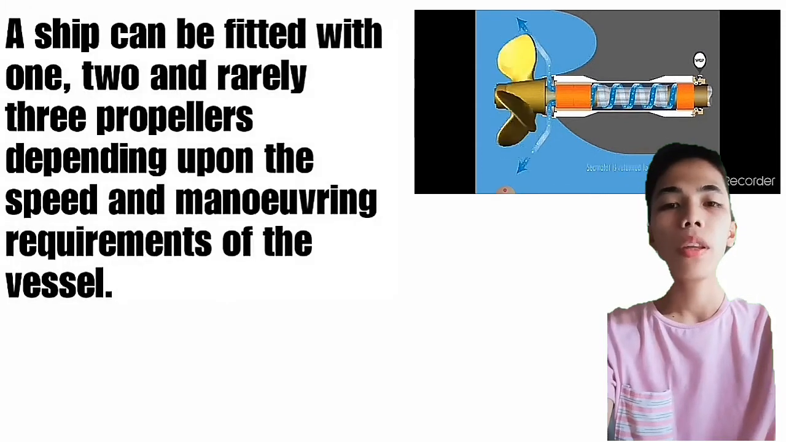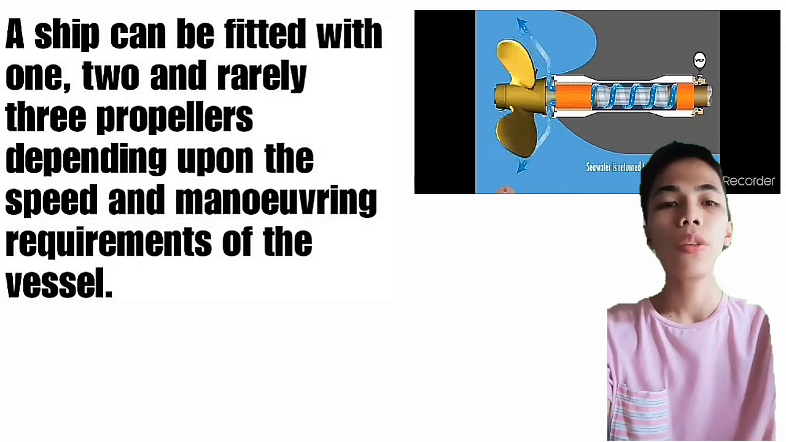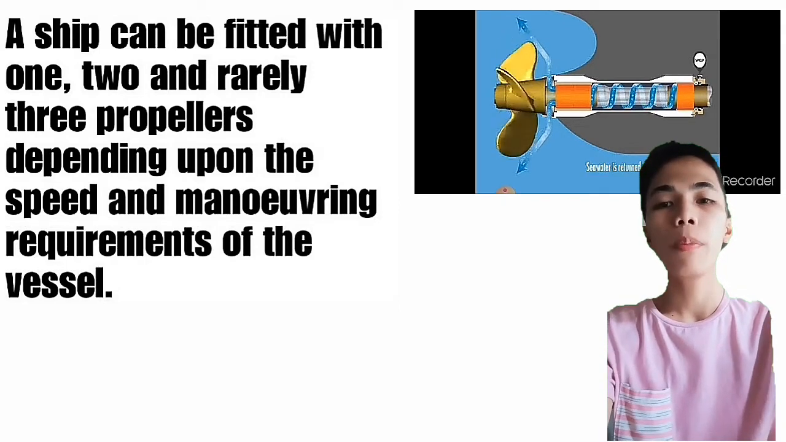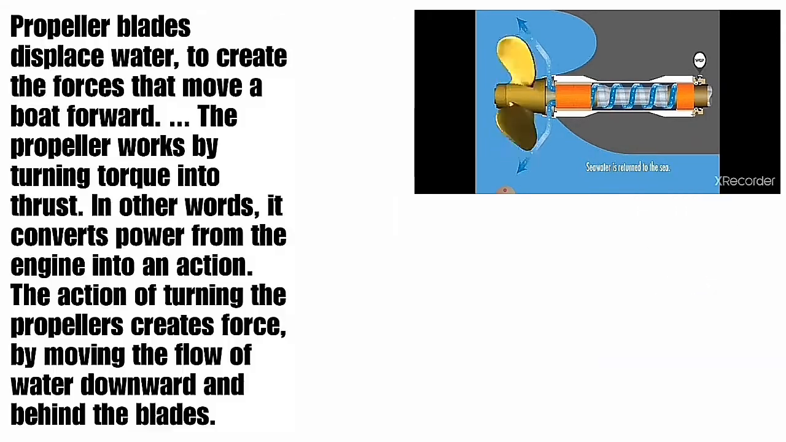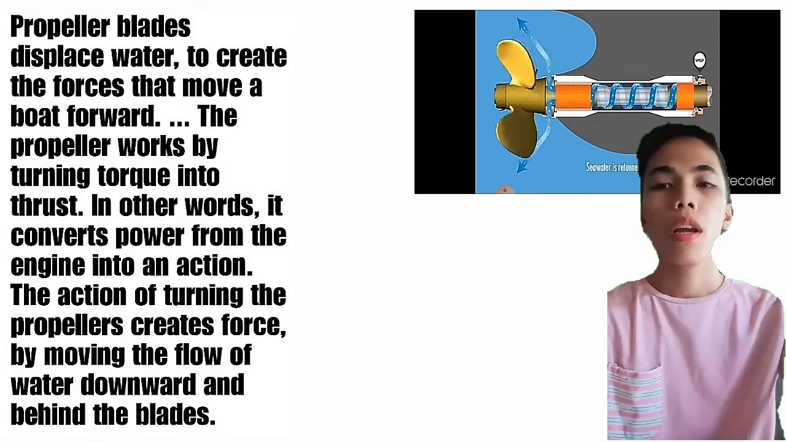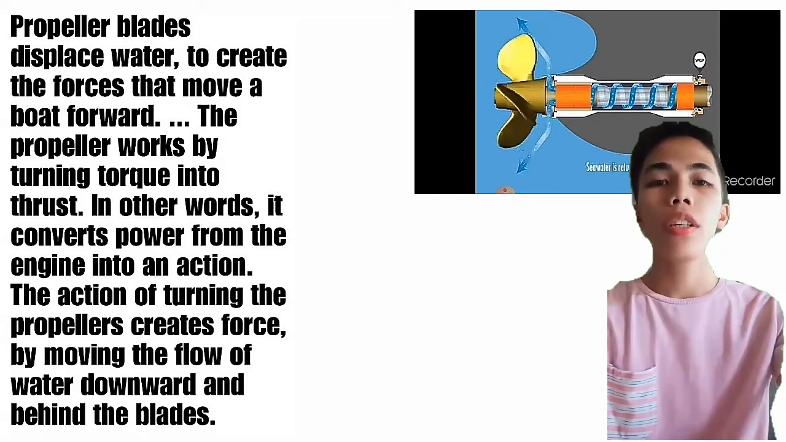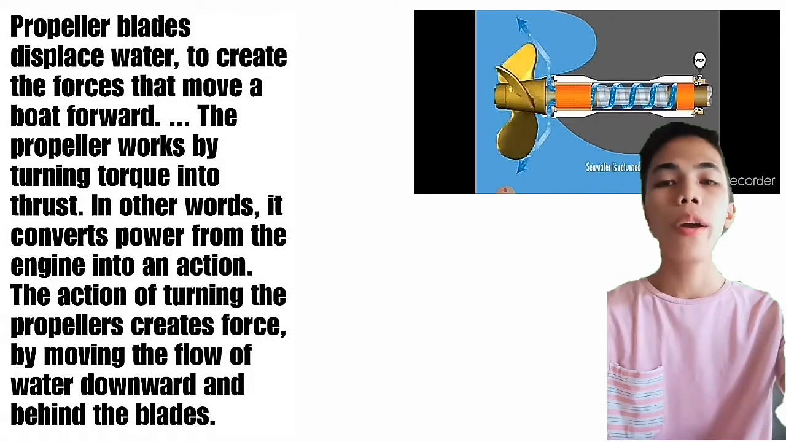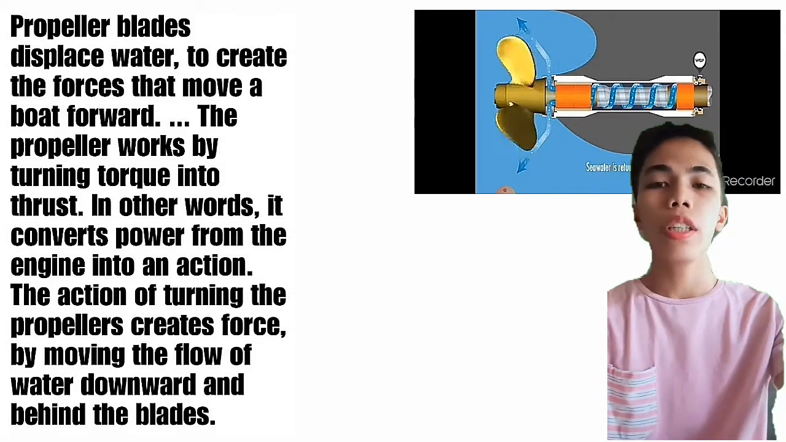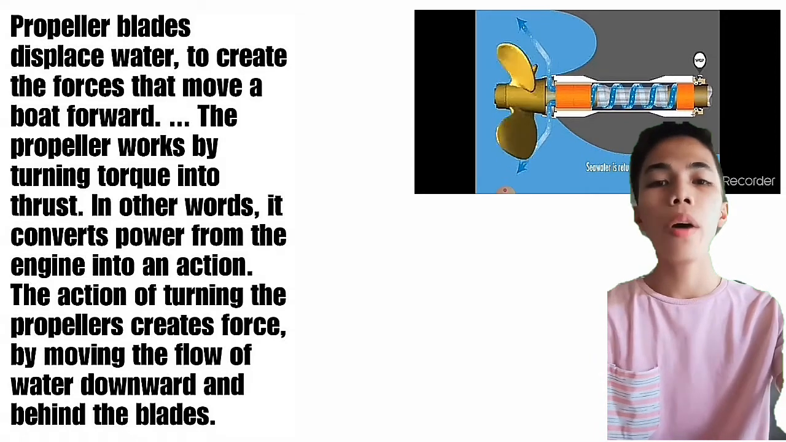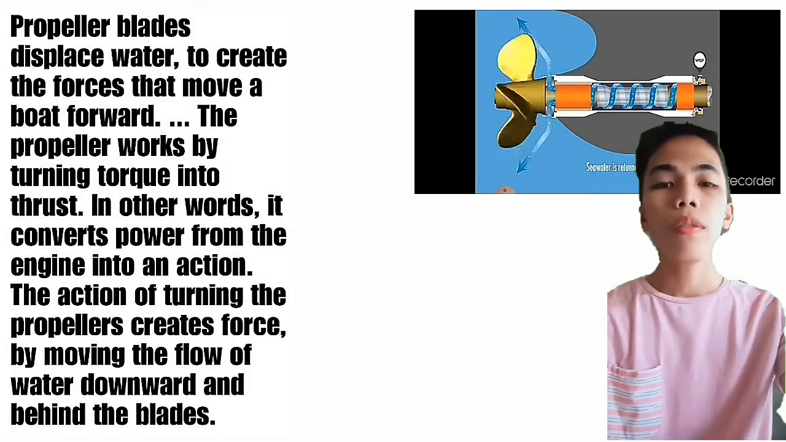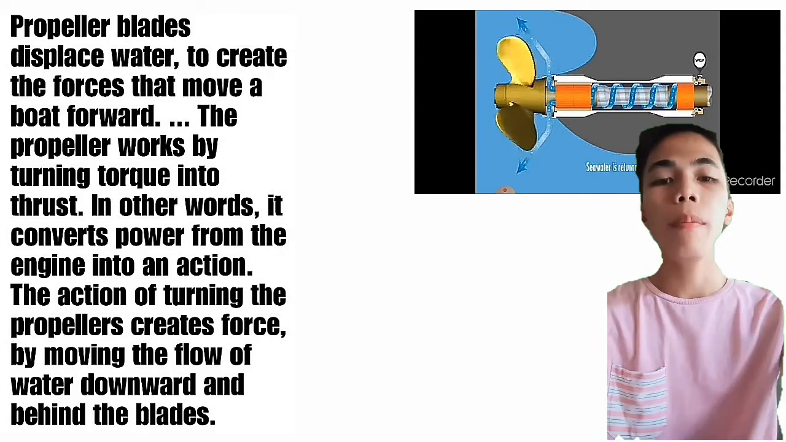A ship can be fitted with one or two, and rarely three, propellers depending upon the speed and maneuvering requirements of the vessel. Propeller blades displace water to create the force that moves a boat forward. The propeller works by turning torque into thrust. In other words, it converts power from the engine into an action. The action of turning the propeller creates force by moving the flow of water downward and behind the blade.